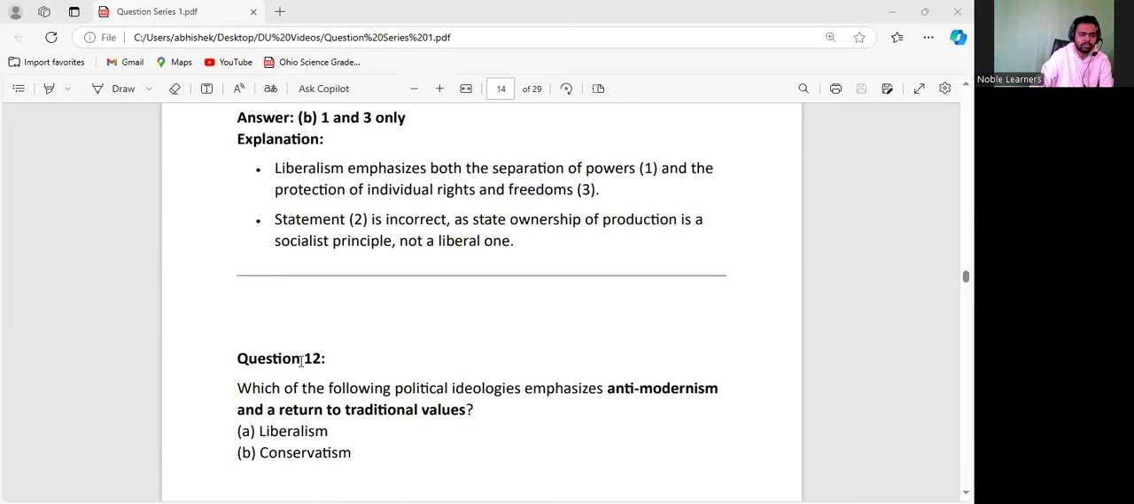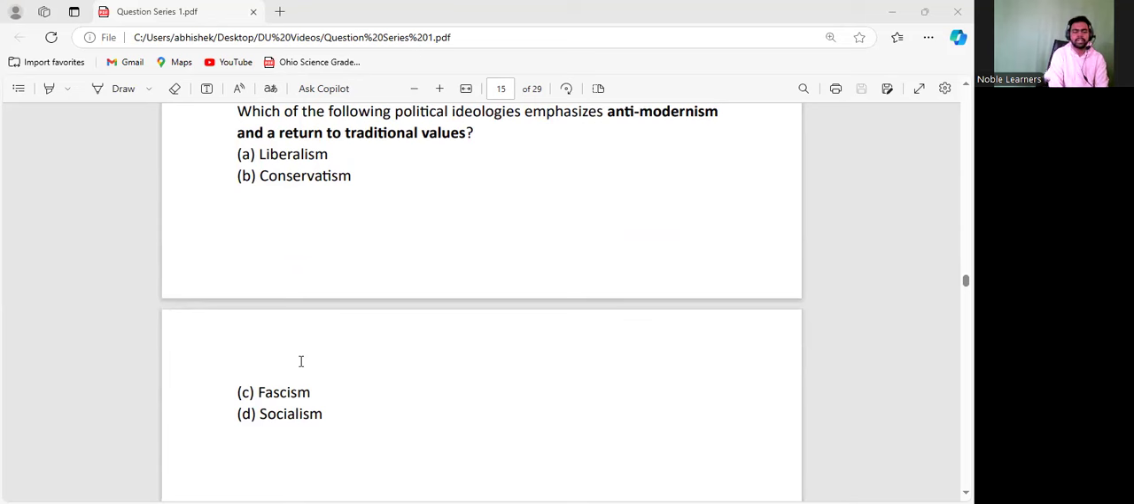Let us go to the next one. That's a very simple question. You could try by yourself. Which of the following political ideologies emphasizes the anti-modern and a return to traditional values?